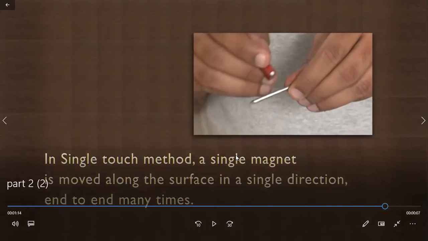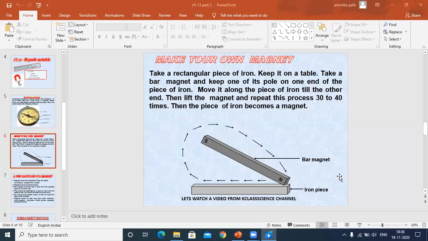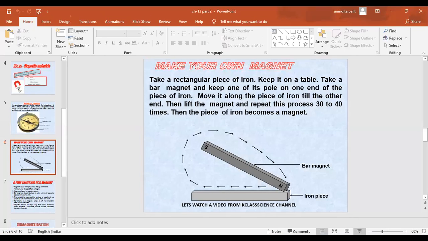Okay, and it is a temporary magnet, so it will lose its magnetic power within 2-3 minutes. So it is a temporary magnet which we are making. End to end many times. Now make as many magnets as you can with this method. So you can make as many magnets as you can with this method, right? It's so easy and fun, right? Okay, so let us continue.